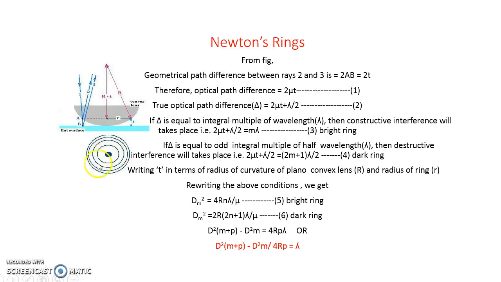Here we are observing the Newton's ring pattern at the center for reflected light, especially the dark spot, and the different dark and bright rings. As the ring number increases, definitely the spacing between them decreases.